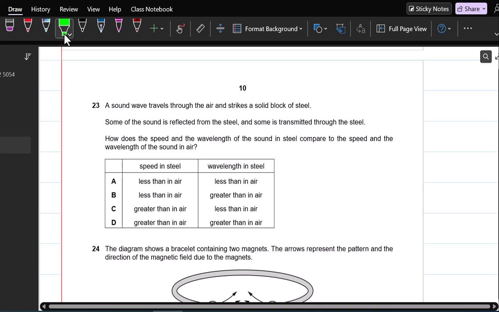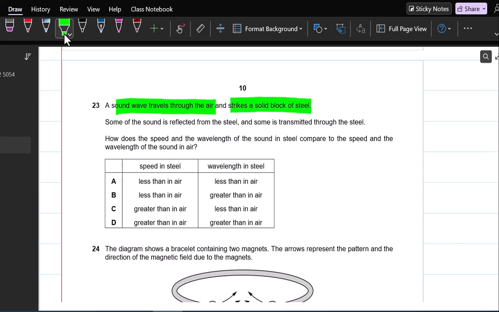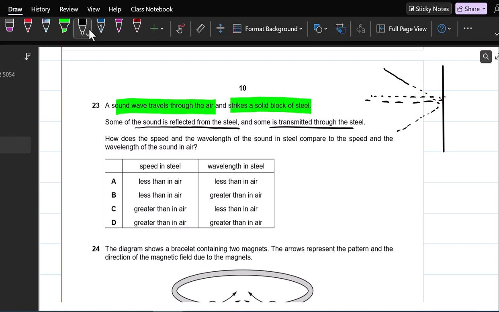Moving to question number 23. A sound wave travels through the air and strikes a solid block of steel. So here we have a solid block of steel. Sound is traveling through air. Some of the sound is reflected from the steel. So sound is going like this, might be reflecting in this way. And some is transmitted through steel. How does the speed and wavelength of the sound in steel compare to the speed and wavelength of sound in air?